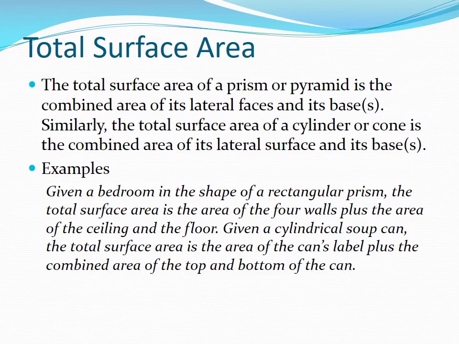The total surface area of a prism or pyramid is the combined area of its lateral faces and its bases. Similarly, the total surface area of a cylinder or cone is the combined area of its lateral surface and its bases. Total surface area includes the top and bottom. Examples: given a bedroom in the shape of a rectangular prism, the total surface area is the area of the 4 walls plus the area of the ceiling and the floor. Given a cylindrical soup can, the total surface area is the area of the can's label plus the combined area of the top and bottom of the can.